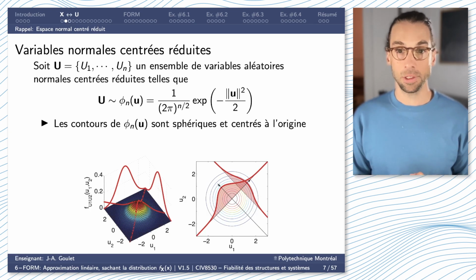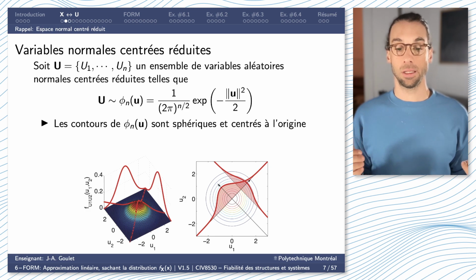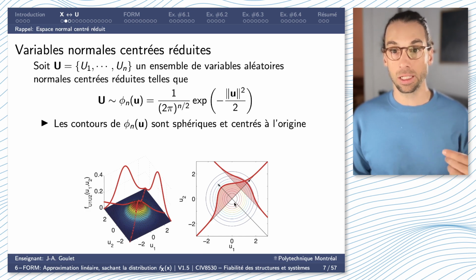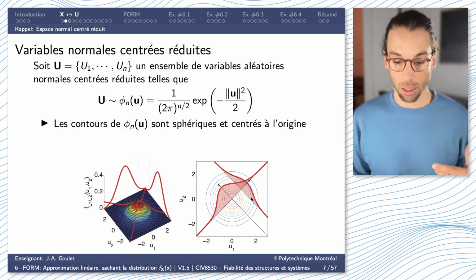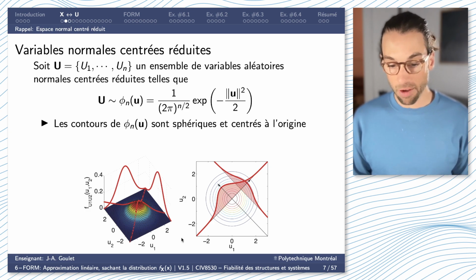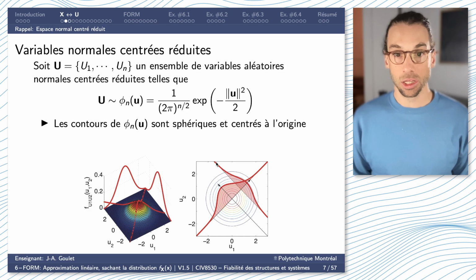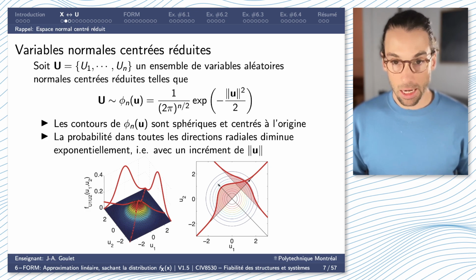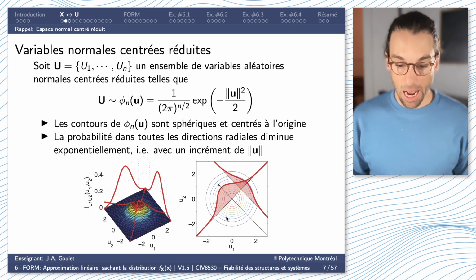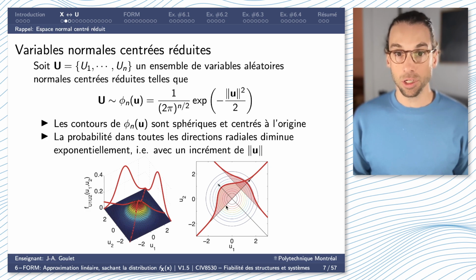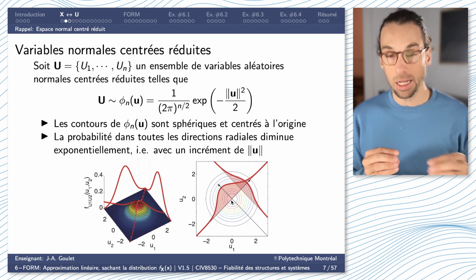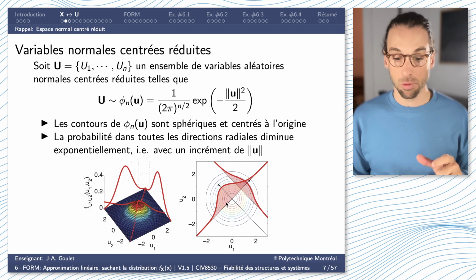As a property, the contour of that multivariate standard normal is spherical. In the two-dimensional case, it's going to be circular contours, where if I take slices in any direction, the slices are going to look like Gaussian distributions. And in all directions, as I'm getting away from my origin, that (0, 0) center, my probability content is going to decrease exponentially with increasing distance from the origin.